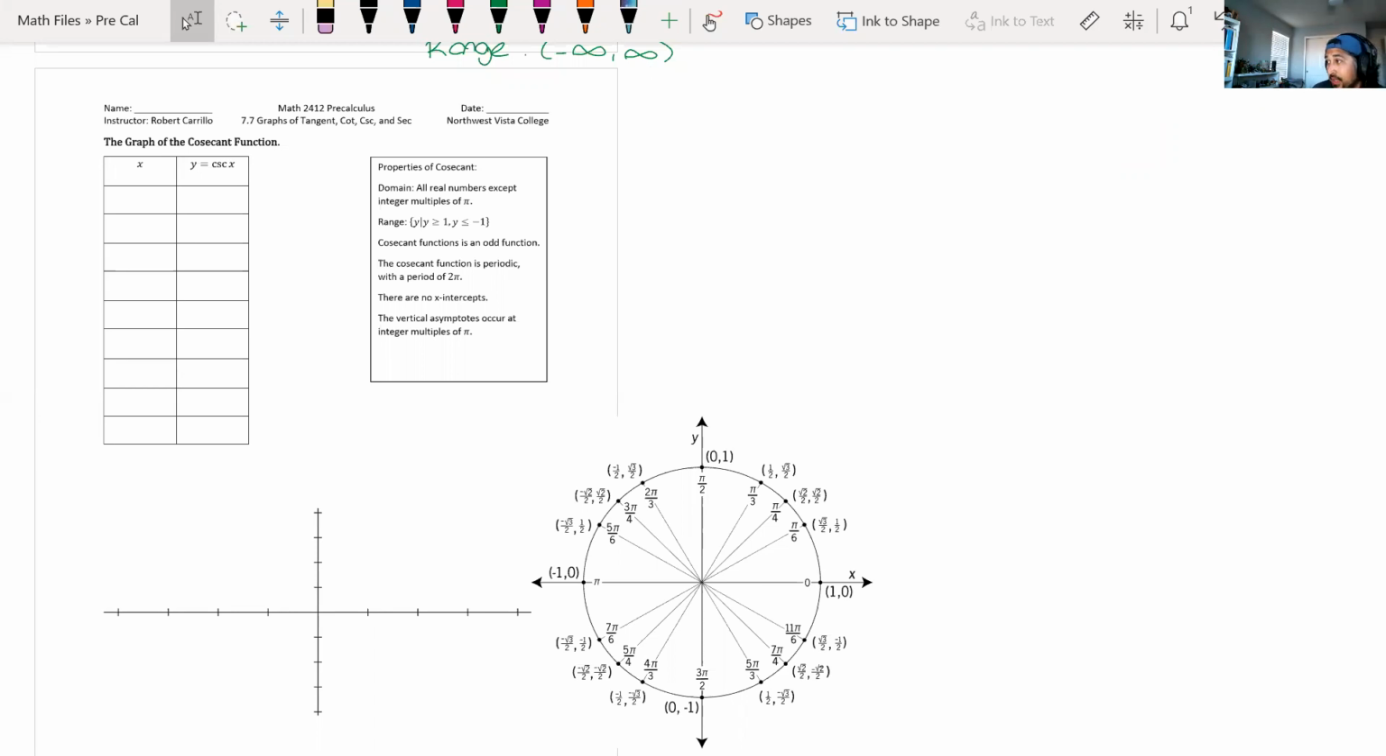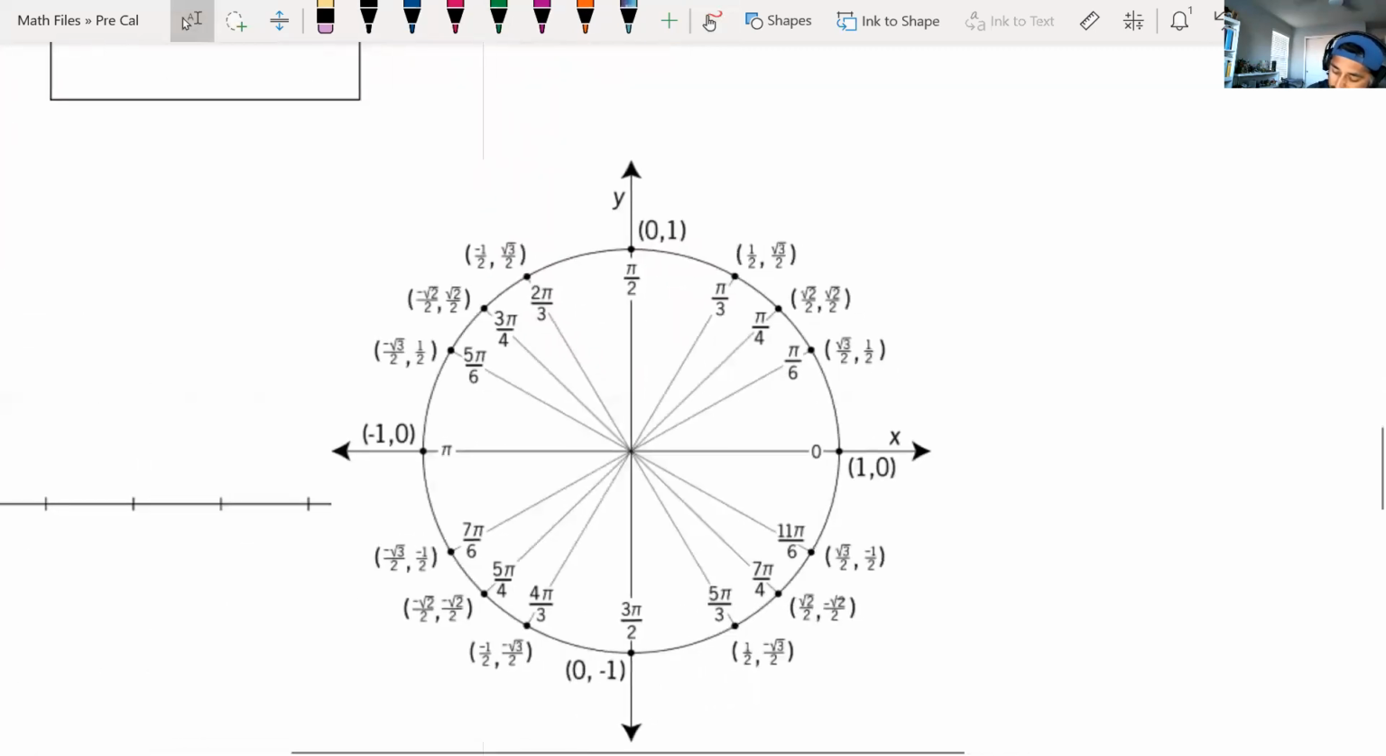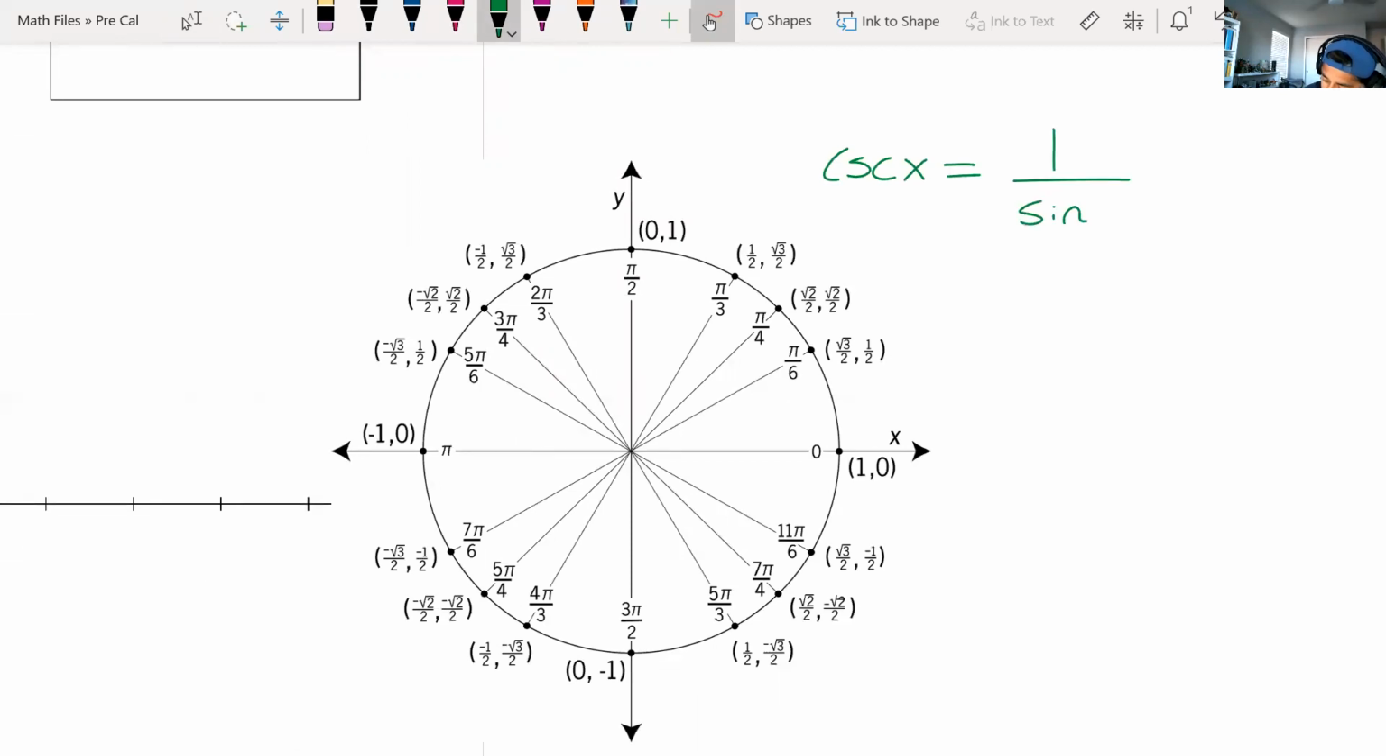Cosecant is odd. It reflects across the origin. It repeats itself every 2 pi. There are no x-intercepts, and you have vertical asymptotes at integer multiples of pi. Okay, so cosecant is the reciprocal of the sine function.